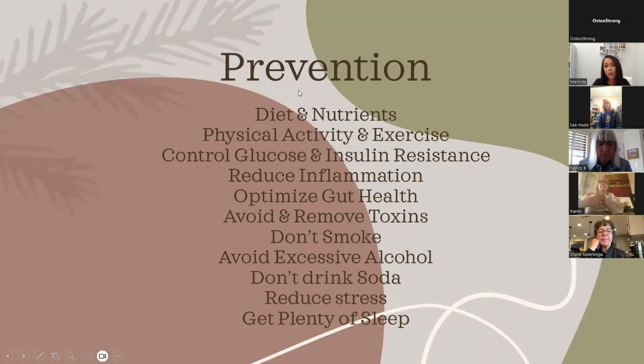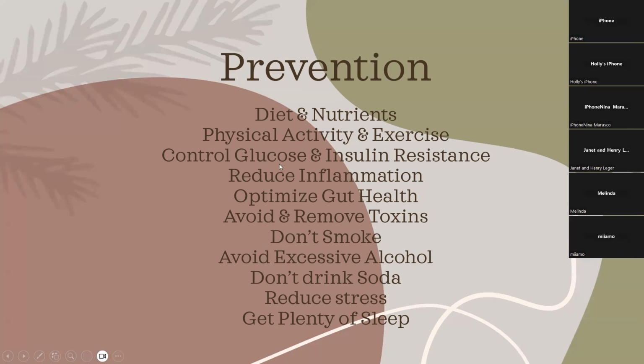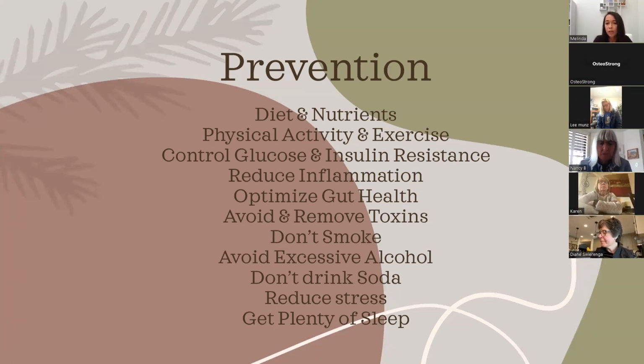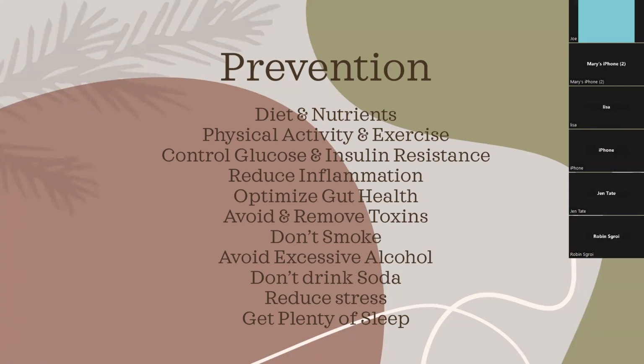And what are some of the things that we can do to prevent osteopenia and osteoporosis? So, a bone healthy diet with adequate protein and the right nutrients, supplements, physical activity and exercise, controlling glucose and blood sugar, and reversing insulin resistance, reducing inflammation. So, inflammation anywhere in the body is a well known cause of bone loss. So, inflammation in our skin, in our joints, in our intestinal tract, in our mouth, really inflammation anywhere in the body can contribute. We also want to optimize gut health. And we want to avoid and remove our exposure to toxins.